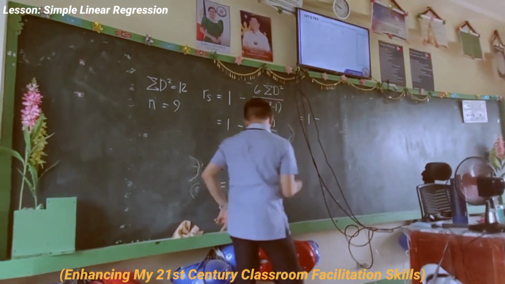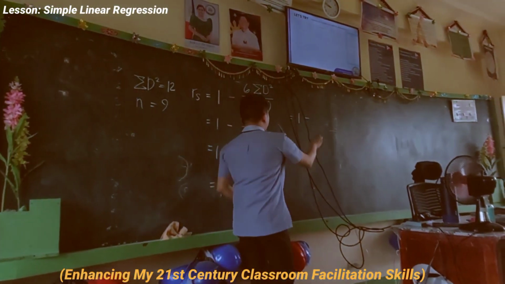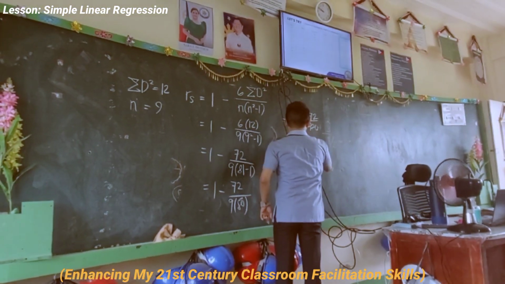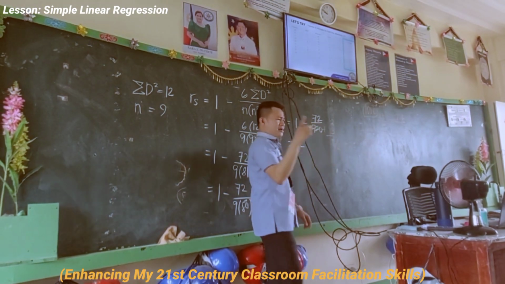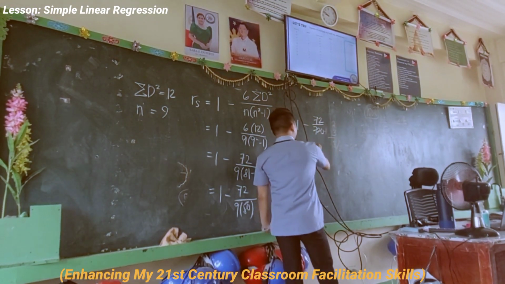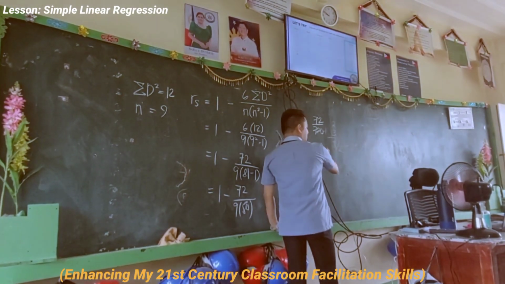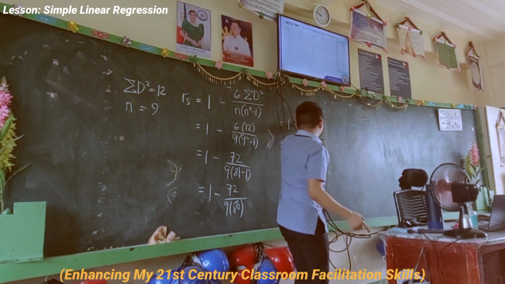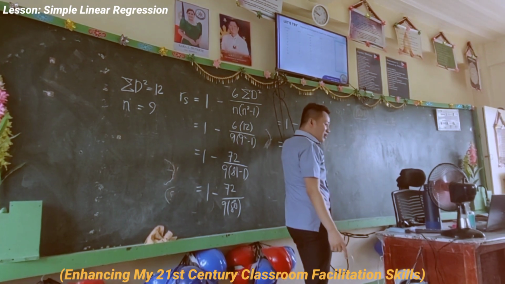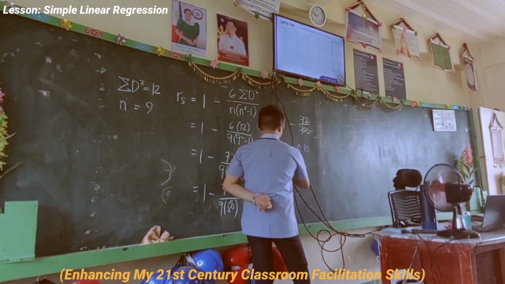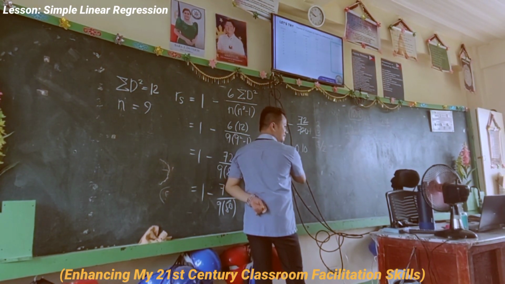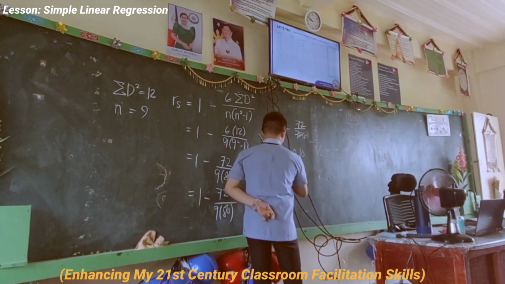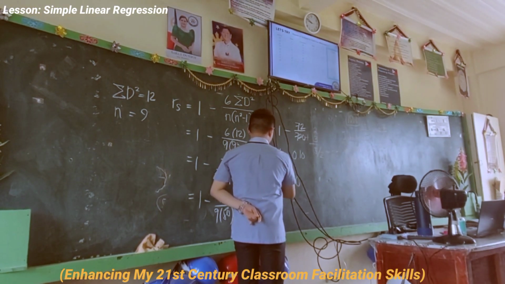1 minus 72 over 9 times 80, which is 720. Very good. 72 divided by 720 is 0.10. Then 1 minus 0.10.